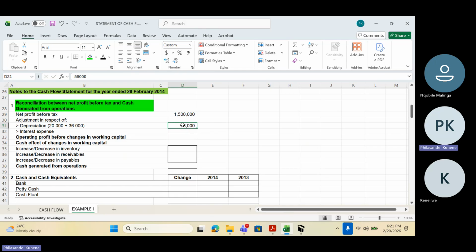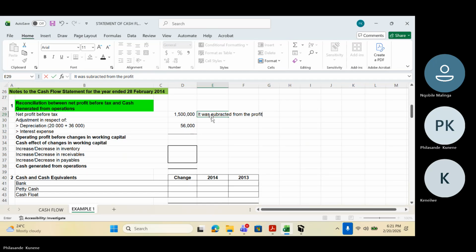I'm going to record it as positive here because I'm trying to remove it from that profit, or I'm canceling it back. Initially, it was subtracted here. Now I'm adding it back. It was subtracted from the profit, right? Now what do I do? I'm adding it back.